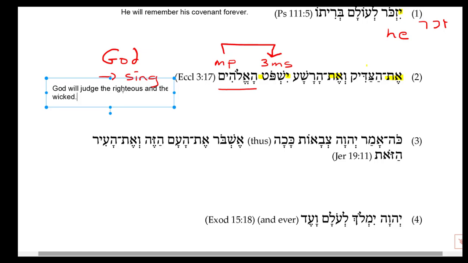And those adjectives are being thought of as classes of people. So righteous people and wicked people.